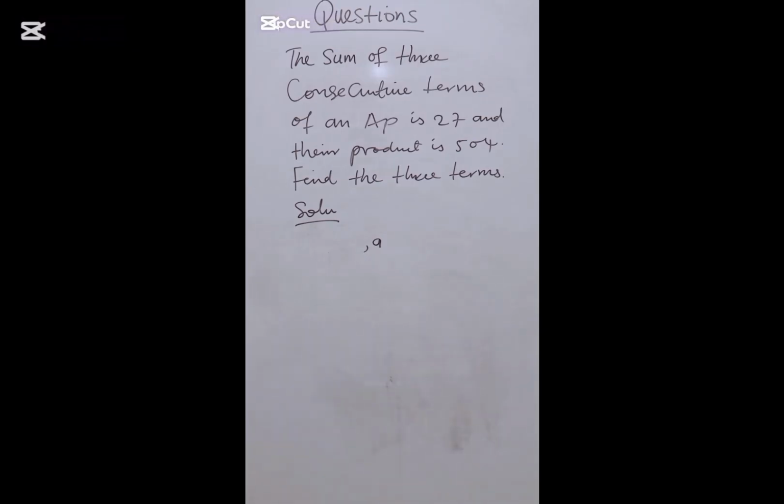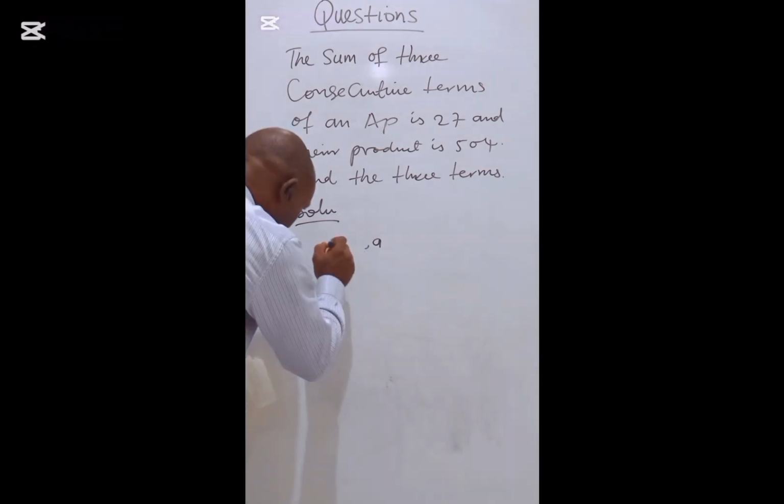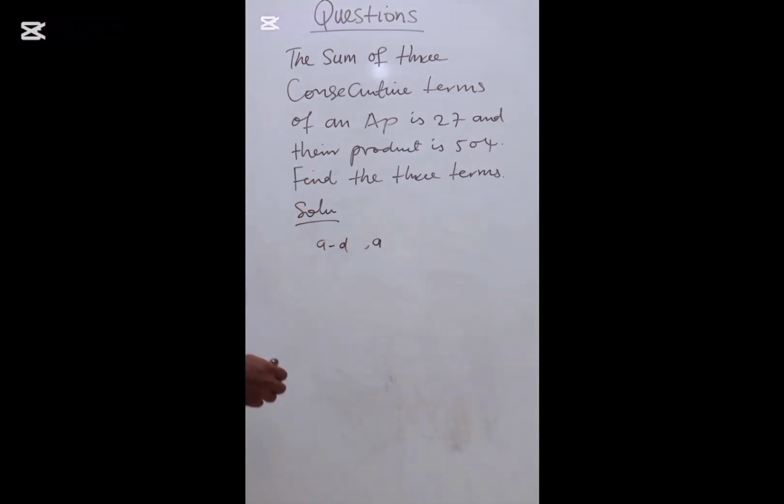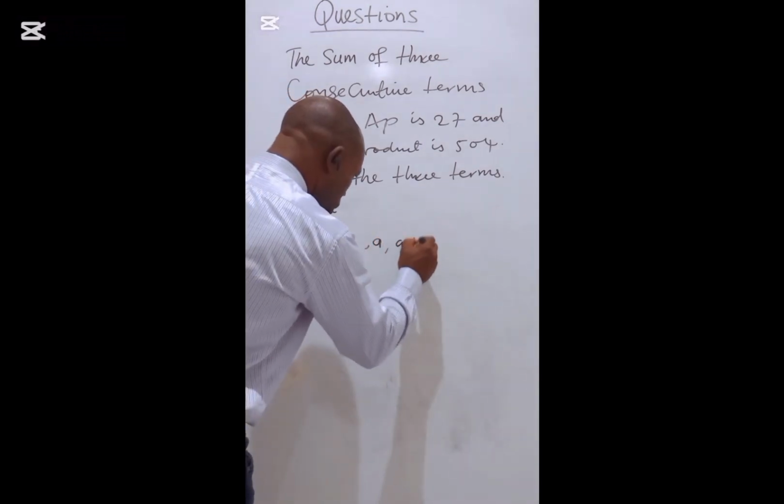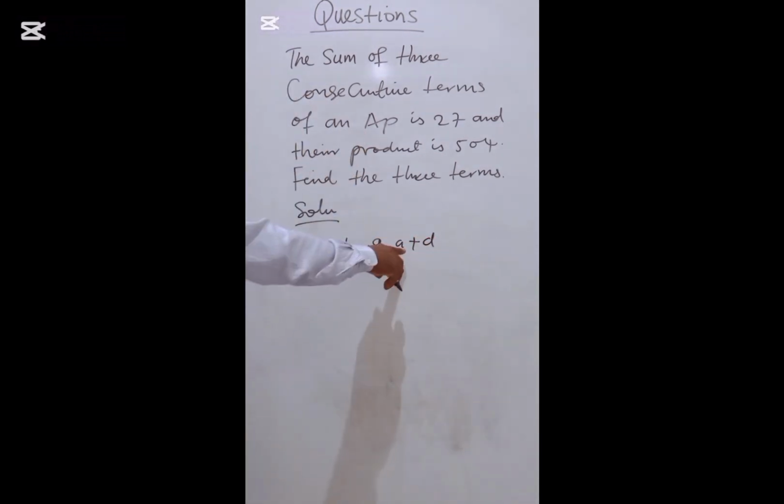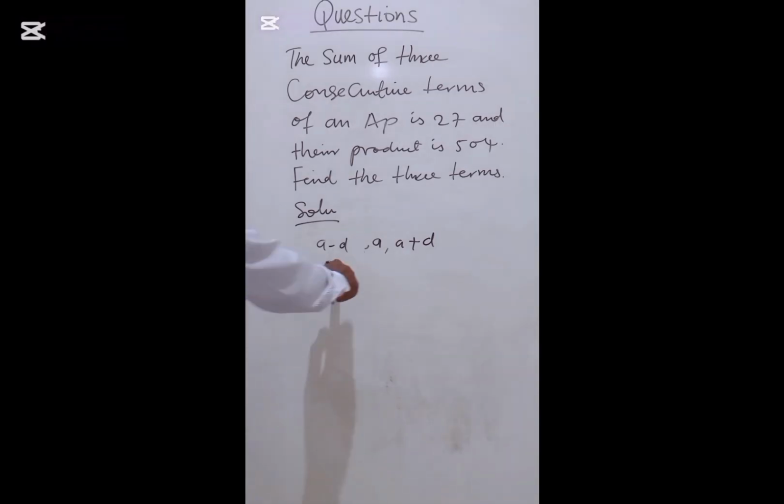So if the second term in the sequence is A, therefore it means that the first term in the sequence is going to be A minus D. Because if the second term is A, then A minus the common difference, which is D, will give us the first term in the sequence. While A plus D will give us the third term in the sequence. So let's assume that these are the 3 consecutive terms: A minus D, A, and A plus D.